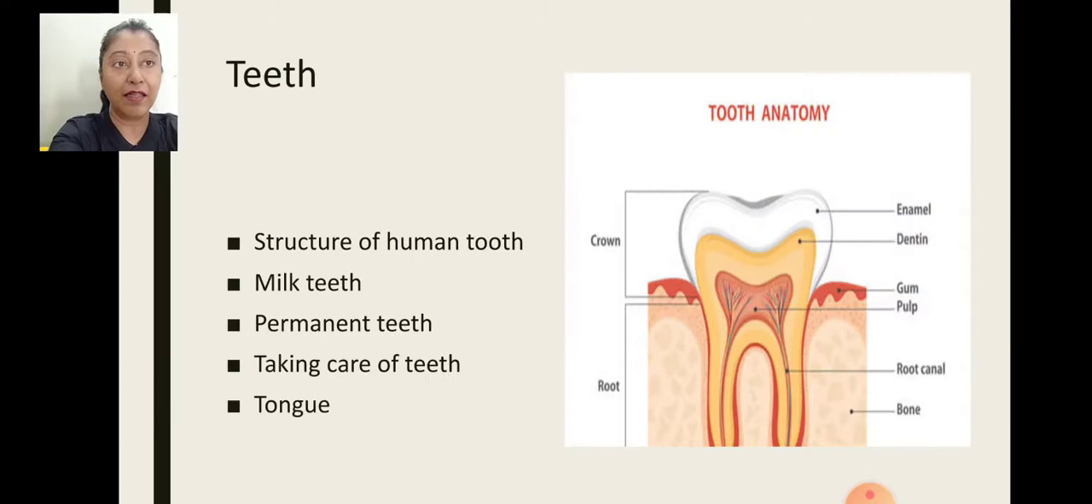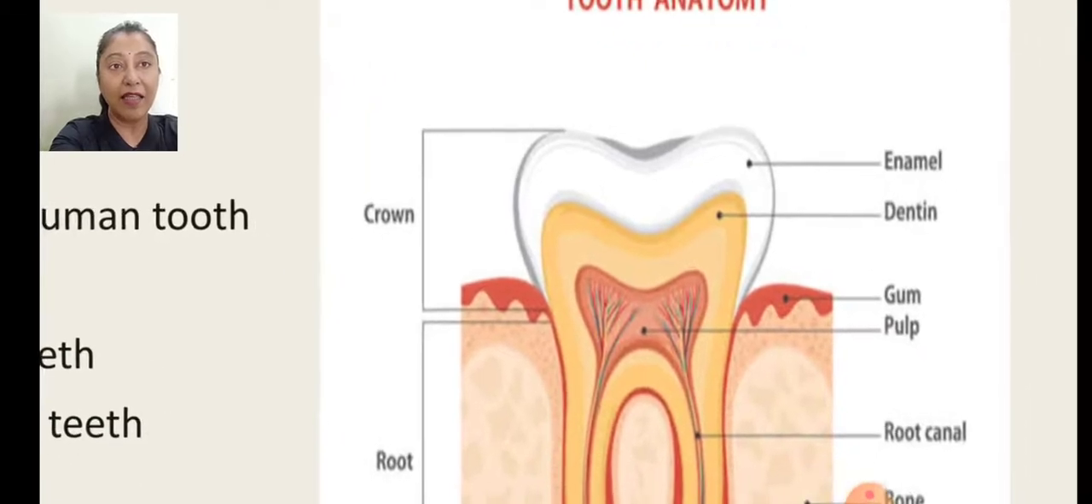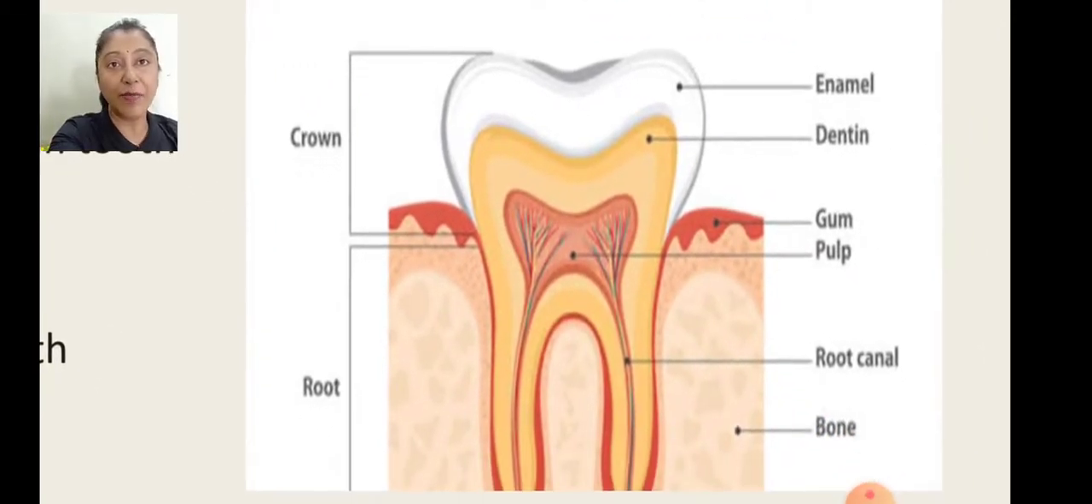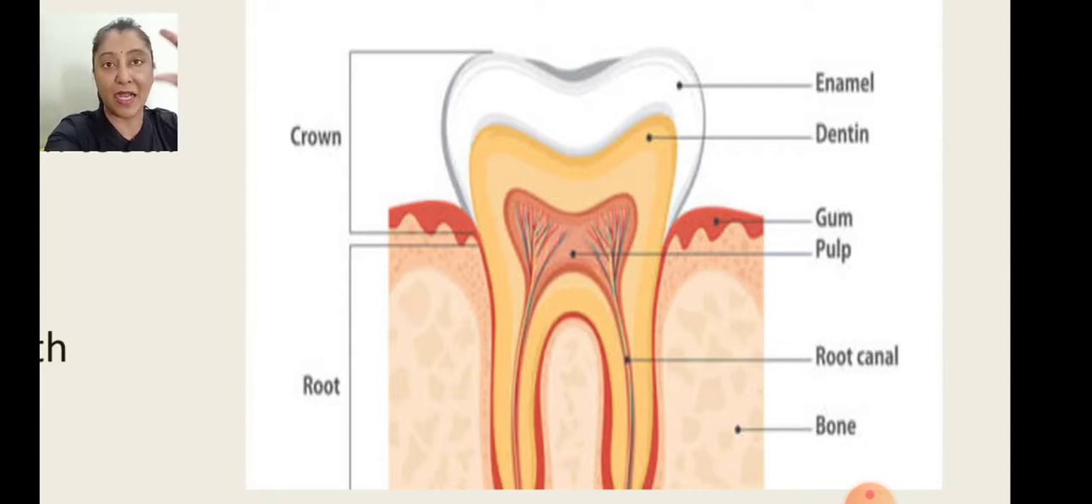Let us have a look at the structure of human teeth. As you can see in the image, a human tooth is divided into two parts. The very first one, crown, and below that, root. Crown is the visible part of the tooth. Of any tooth, the white visible part which we can see, it is crown, and below that the part of the tooth which is fixed into the gums, that is known as root.